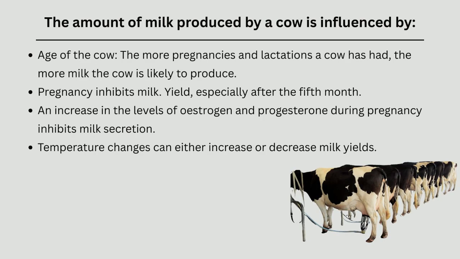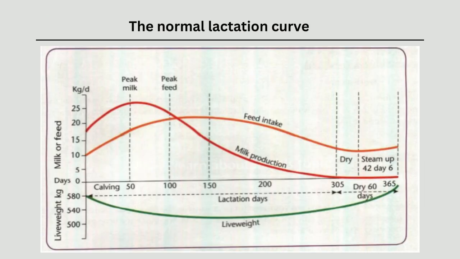The amount of milk produced by a cow is influenced by age of the cow. The more pregnancies and lactations a cow has had, the more milk the cow is likely to produce. Pregnancy inhibits milk yield, especially after the 5th month. An increase in the levels of estrogen and progesterone during pregnancy inhibits milk secretion. Temperature changes can either increase or decrease milk yields. The normal lactation curve.